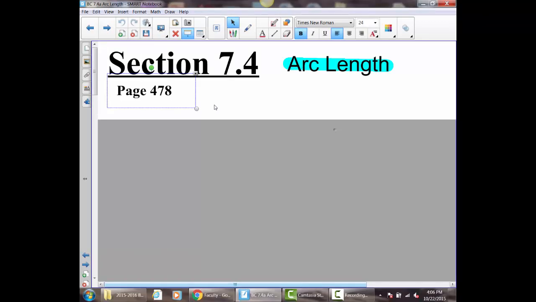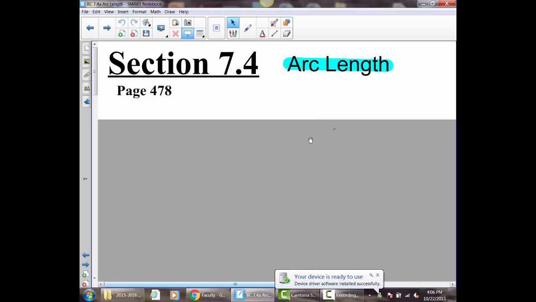Okay, so in section 7.4 there will be two things. One will be arc length and the other will be the surface area. We'll do that in the next video. So for this one we're just going to stick with arc length.